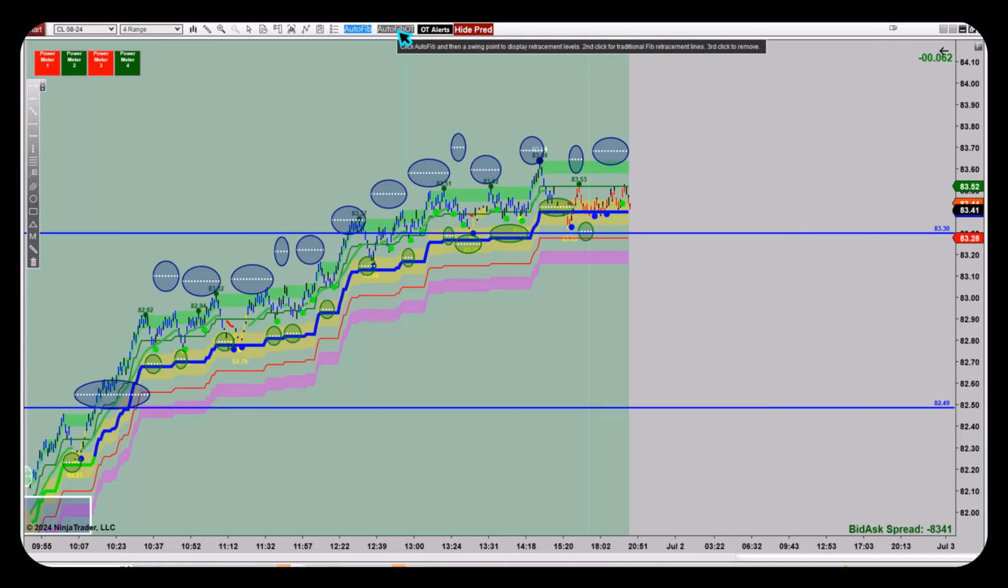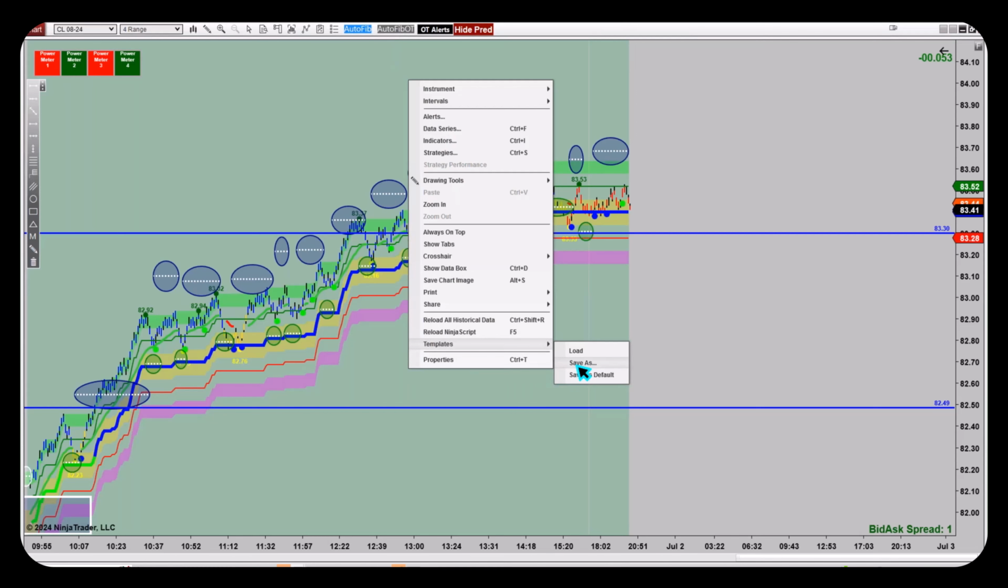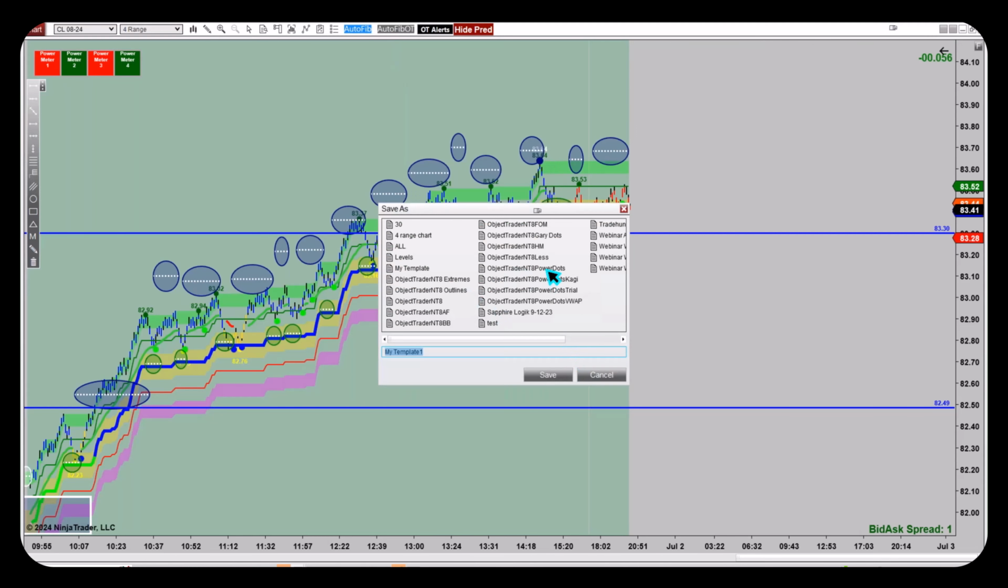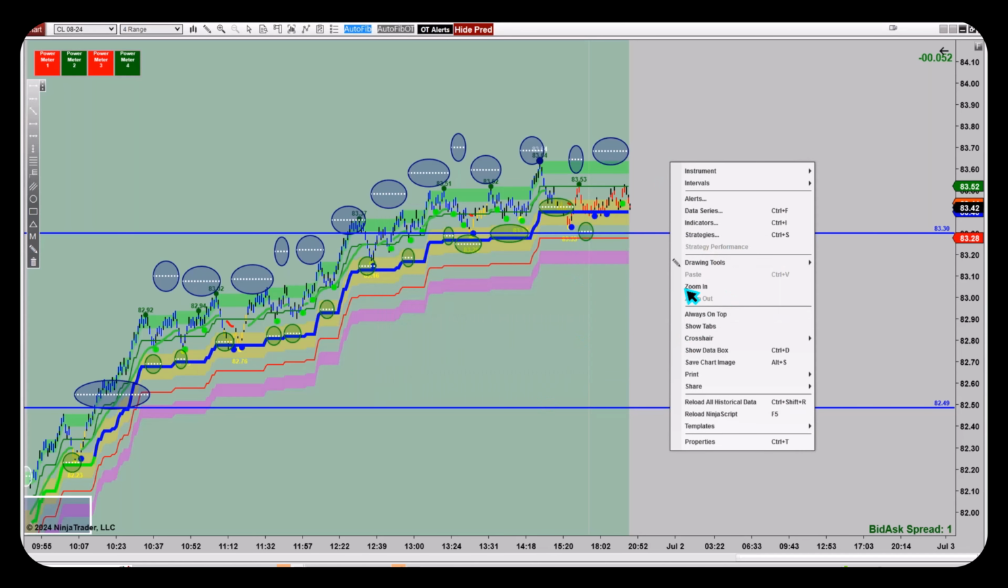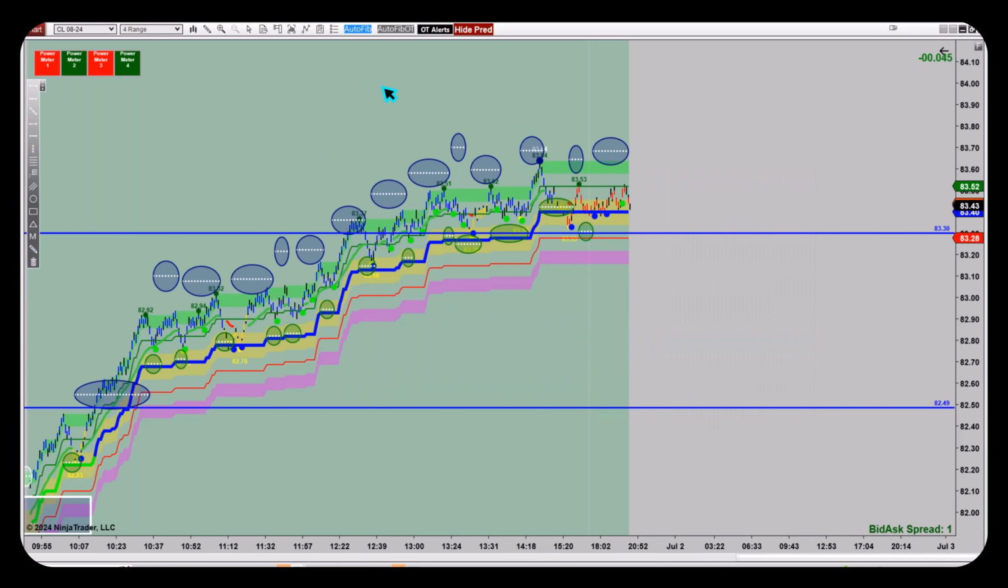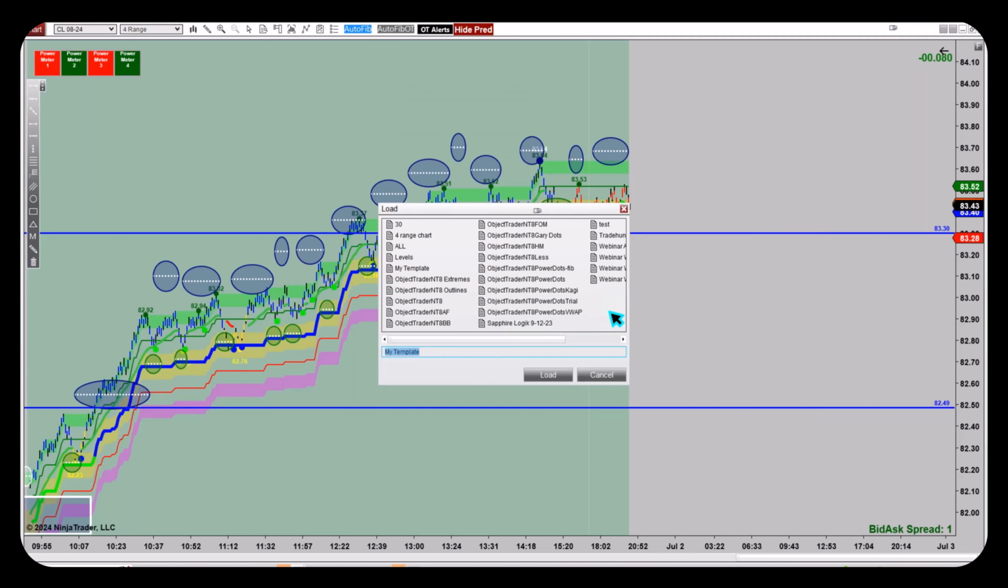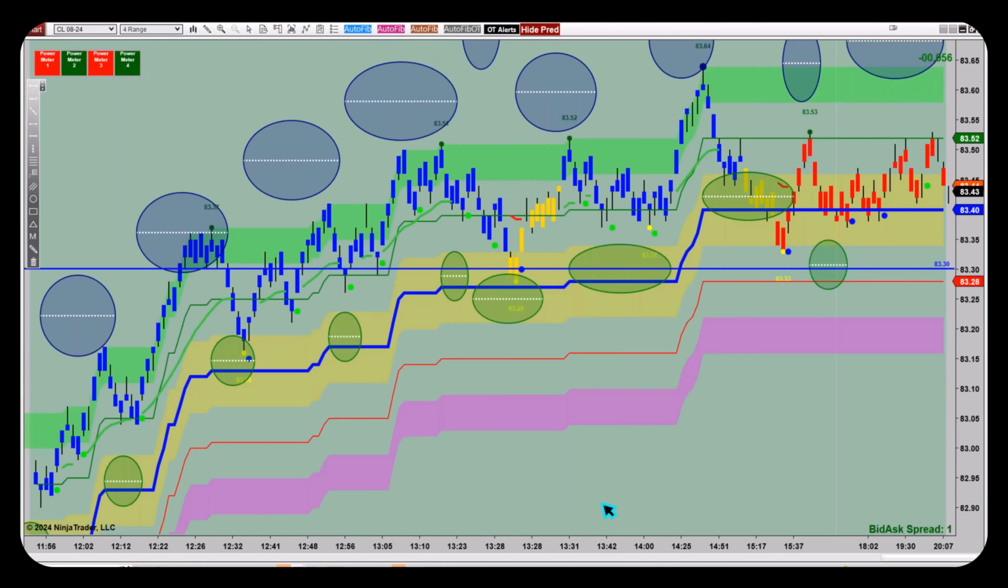Now you still have your auto fib OT because that's part of Object Trader, and then you would just simply save your template. I'm not going to because I do like all three, but you would just save it as your template. And if you ever mess up, you could save it instead like power dots minus fibs, something like that, just so you'll know that it's different than my chart. Then whenever you load it, it would load that one. And if I want to load my regular one, I just right click, template, load, object, NT power dots, and I'm back with all my fibs.